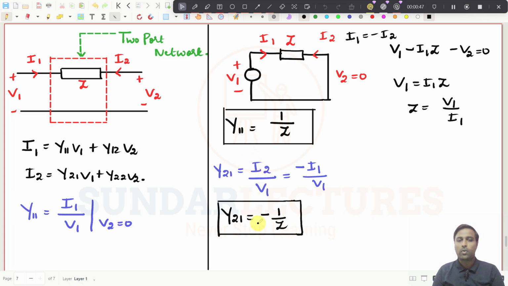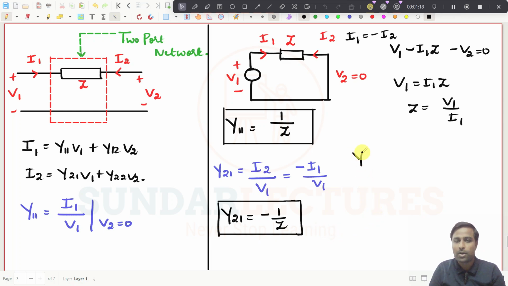So Y11 and Y21, you got the values. And if you want to find the values of Y22 and Y12, then you have to make V1 be 0. If you make V1 to be 0, then you short circuit this and give the voltage across this path. Now what happens? You will again get the values. So I will directly write those values; I am not going to do that.